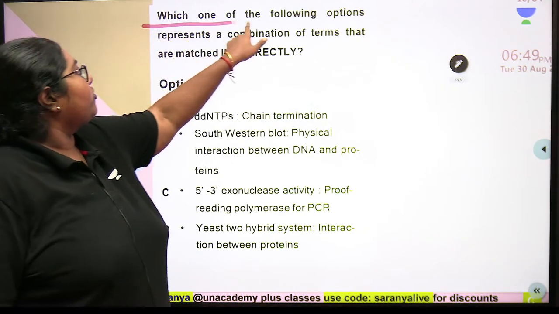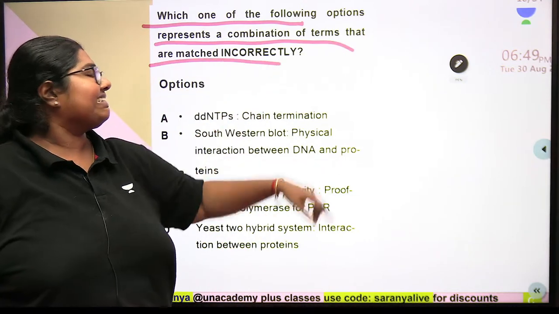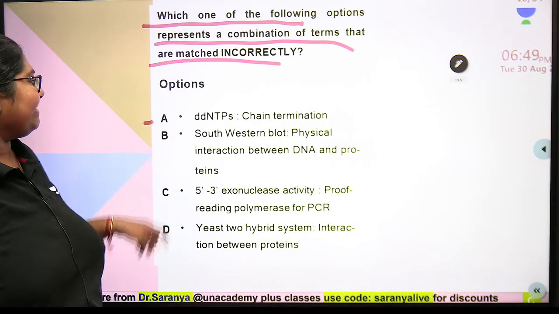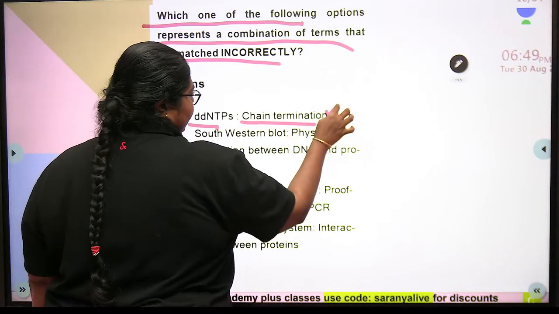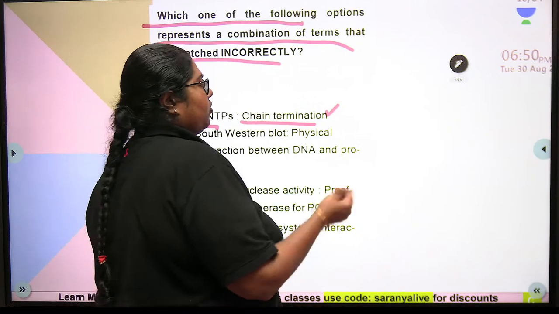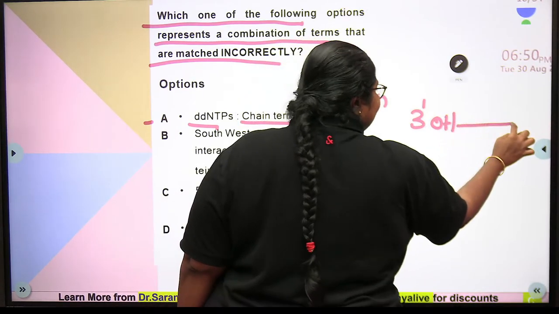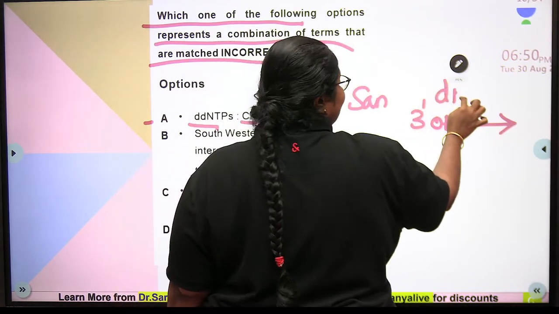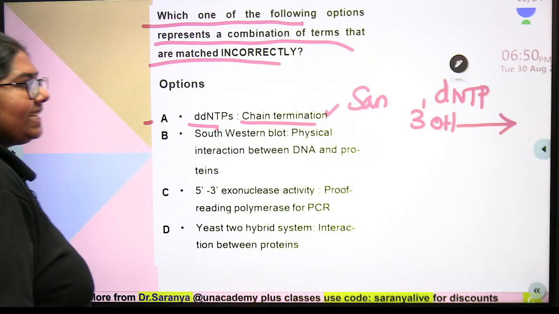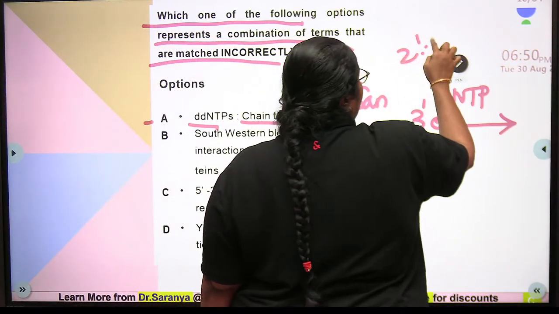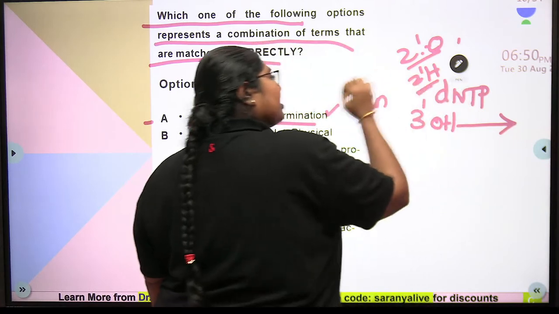Which one of the following options represents the correct combination of terms that are matched incorrectly? The first option says ddNTP, chain termination. It is a correct statement because if you are using Sanger's method, you require a 3 prime OH for extending, and this is what dNTP contains. What does dNTP lack? It lacks the 2 prime OH. dNTP will have only 2 prime H because it is a deoxy NTP.